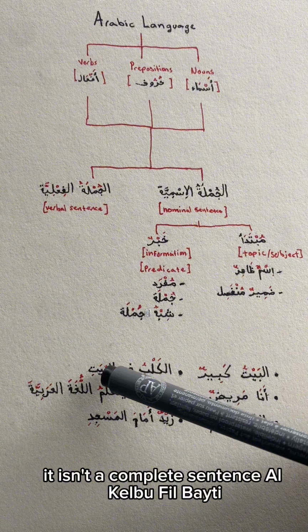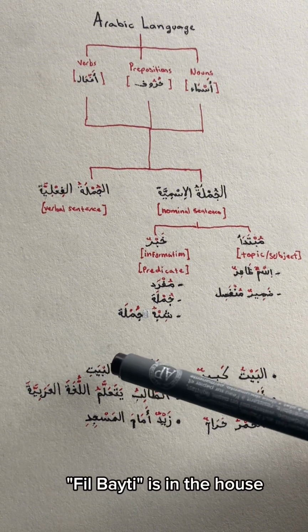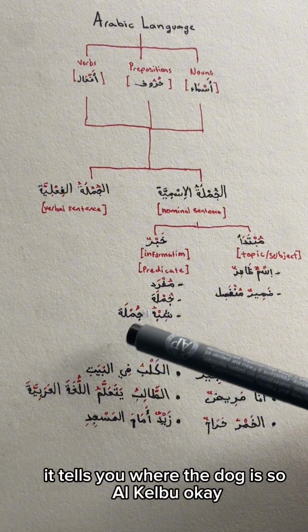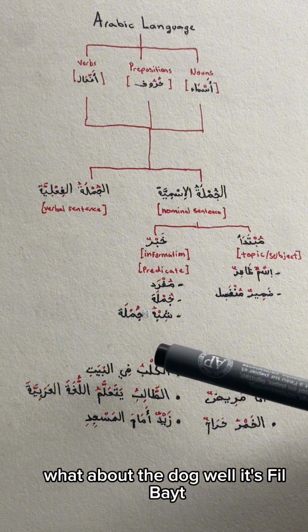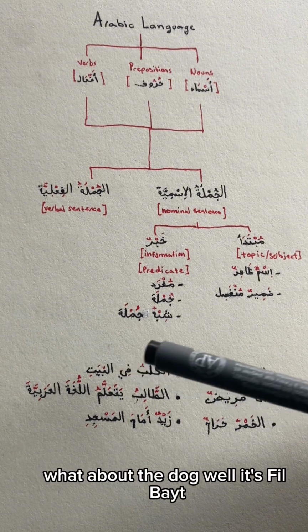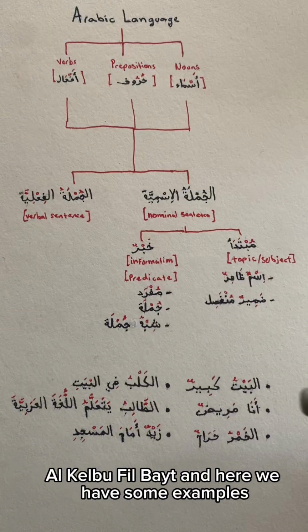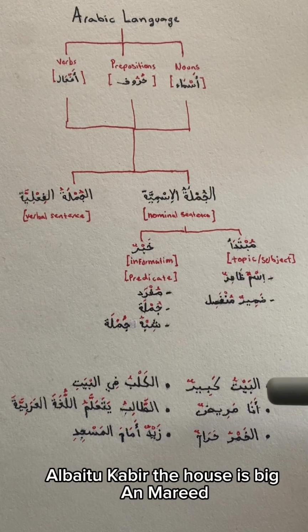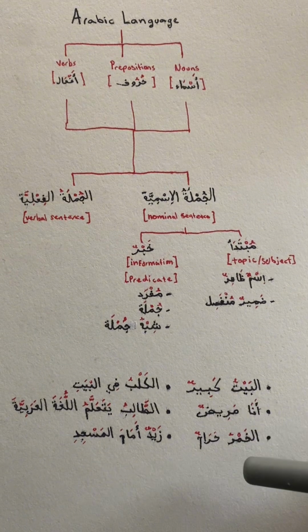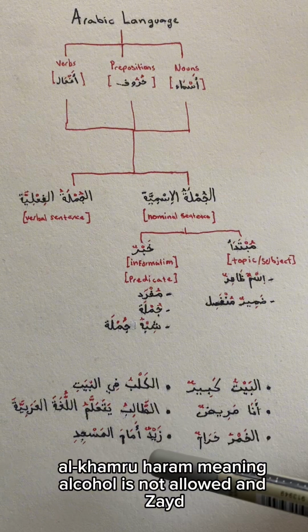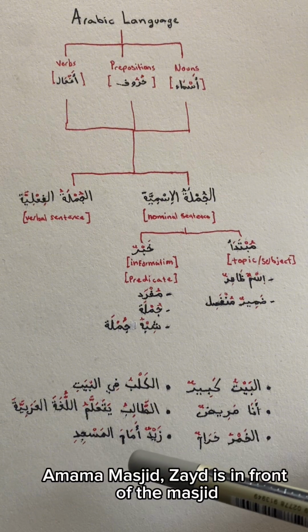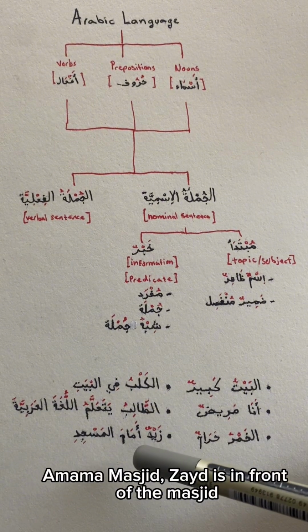Al-kalbu fil bayti. Fil bayti is in the house. It tells you where the dog is. So, al-kalbu, okay, what about the dog? Well, it's fil bayt. Al-kalbu fil bayt. And here we have some examples. Al-baytu kabir, the house is big. Ana marid, I am sick. Al-khamru haram, meaning alcohol is not allowed. And Zayd amam al-masjidi. Zayd is in front of the masjid.